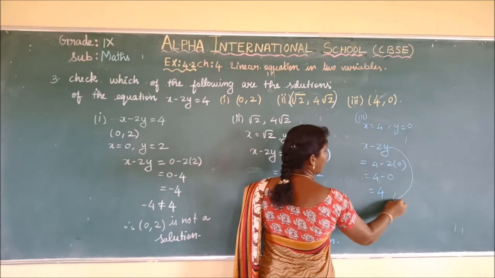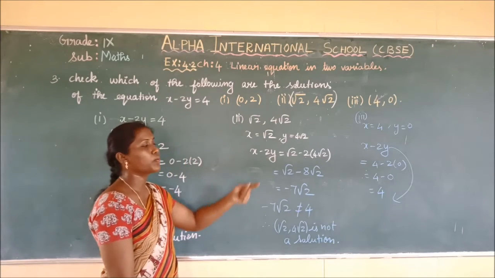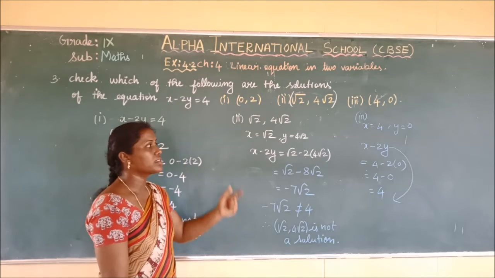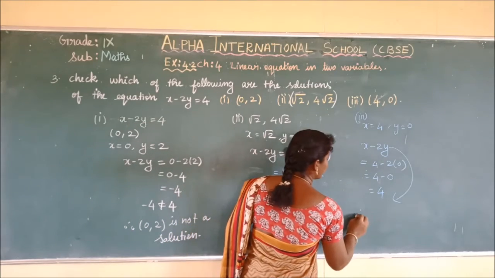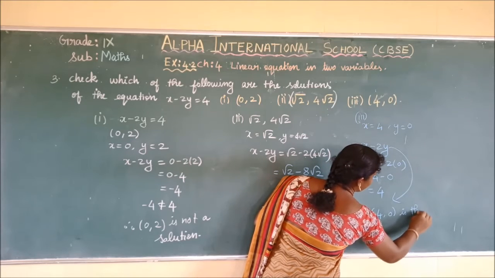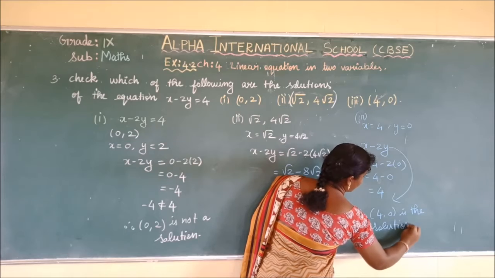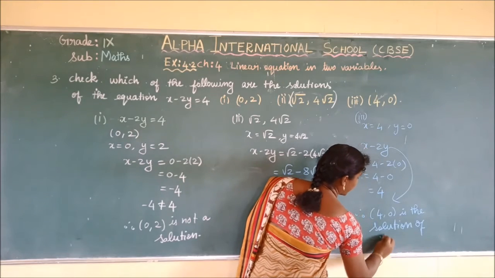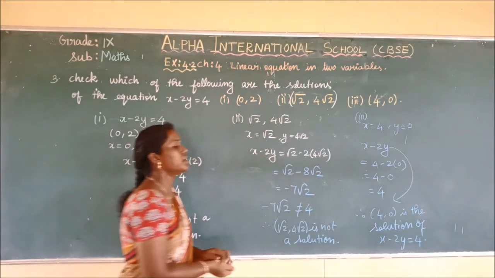See here, I am exactly getting x minus 2y is equal to 4. The LHS value is equal to RHS. So among these, only the third is a solution of the given equation. Therefore, 4 comma 0 is the solution of x minus 2y is equal to 4.